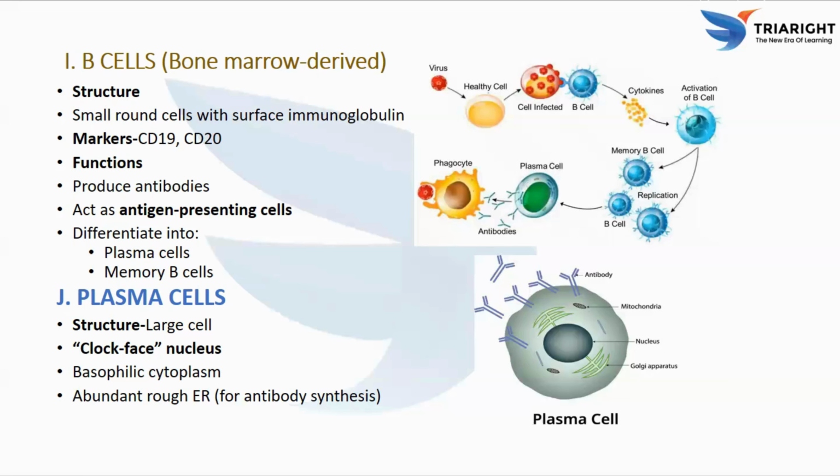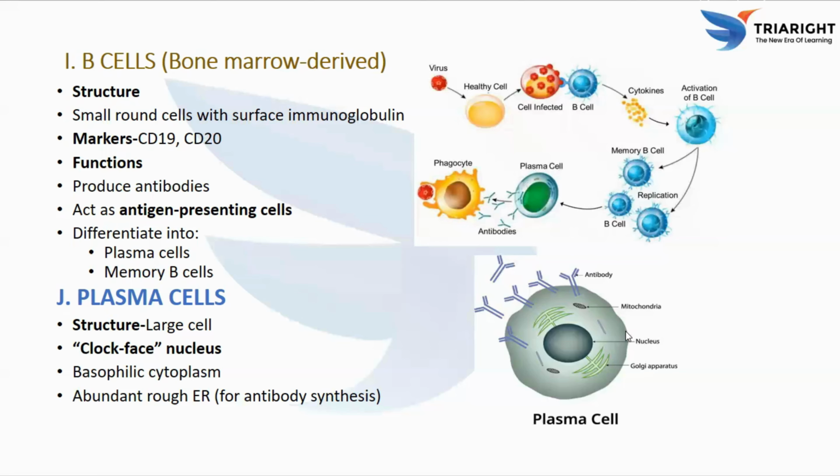This diagram shows the RER, mitochondria as well as the Golgi and nucleus. It also has a well-developed Golgi apparatus. So what does this Golgi apparatus do? It helps to modify, package and secrete the antibodies. Often, it appears as a perinuclear hof, a clear zone near the nucleus.